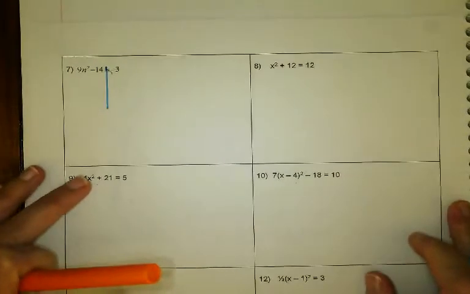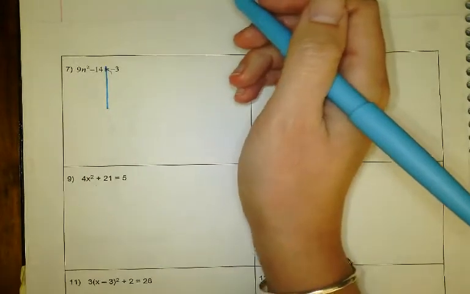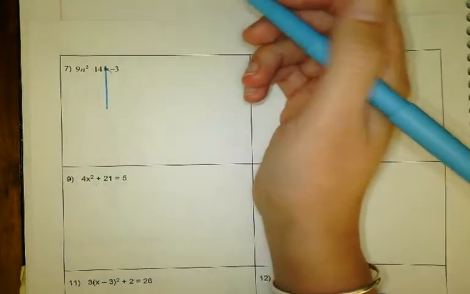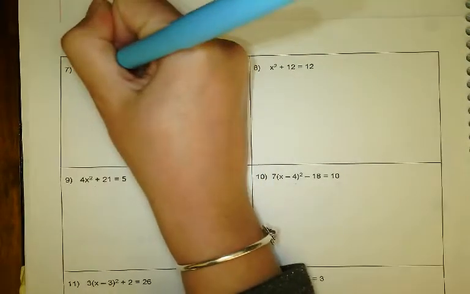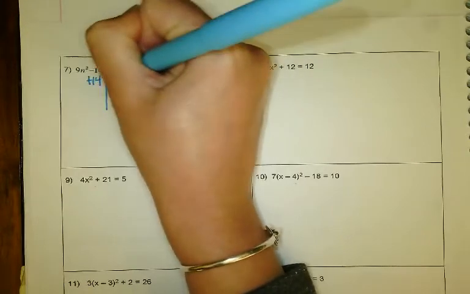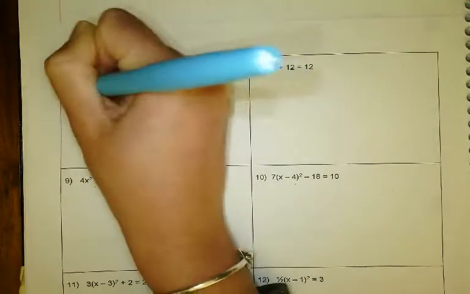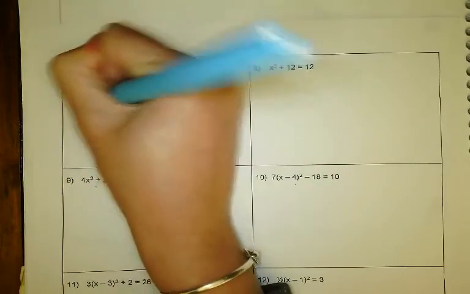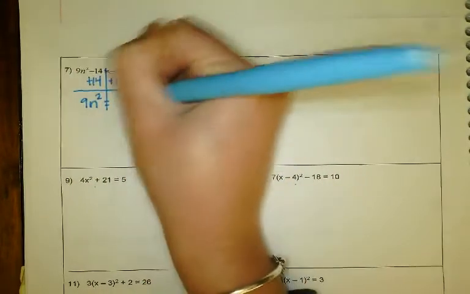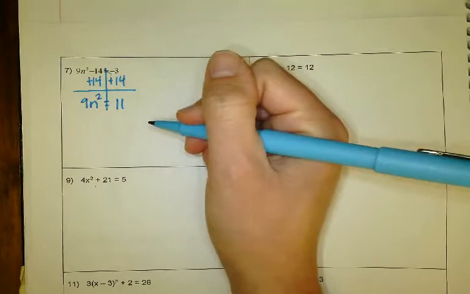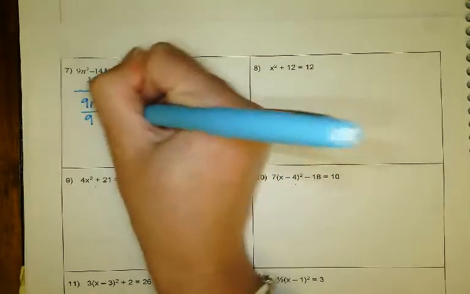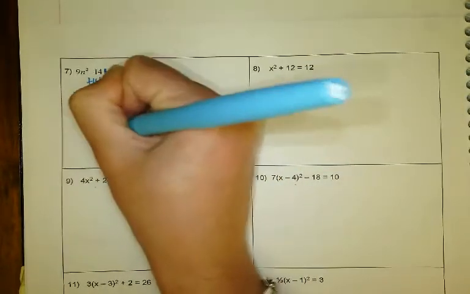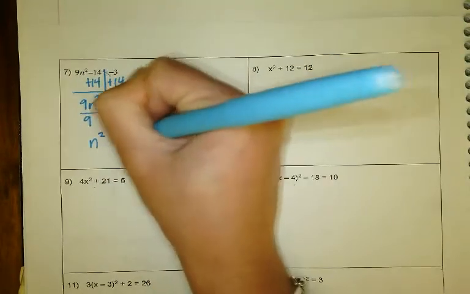So on the next one, we have 9n squared minus 14 equals negative 3. So I'll cancel the minus 14 by adding 14. 9n squared equals 11. Divide by 9. And you know I'm going to want you to leave it as a fraction.